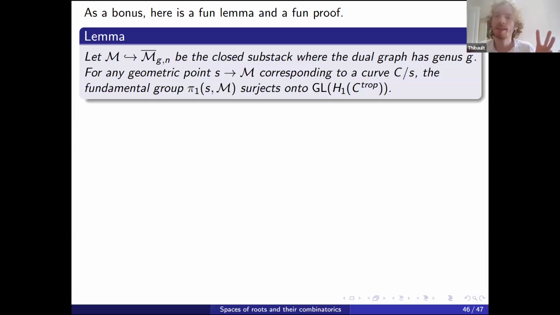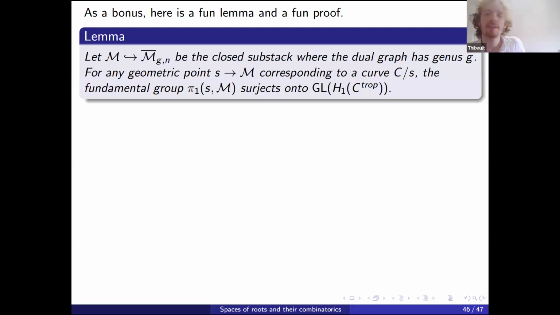Look at M_{g,n} bar. If you're inside the dense open M_{g,n}, the dual graph is very stupid. It's just a point. It has no homology. And as you go down deeper and deeper in the boundary, the genus of the components diminishes and the genus of the graph increases. Right? And you have a big closed subspace in M_{g,n} bar where the entire genus is eaten by the graph. So the graph has genus g, and all the components of every curve in there are rational. They're all copies of P1.